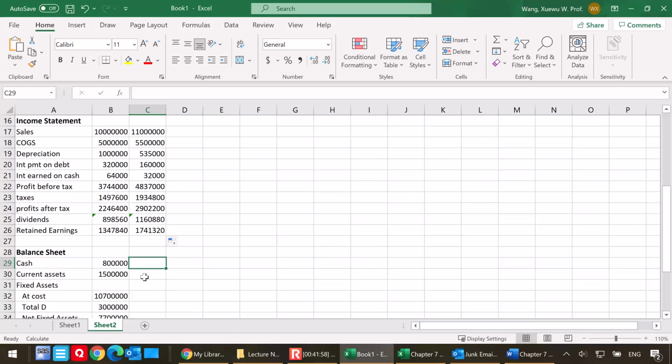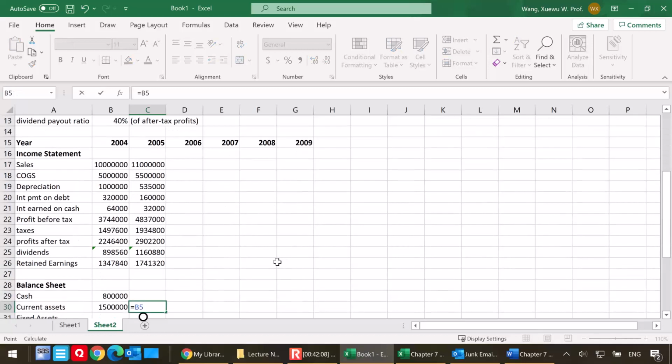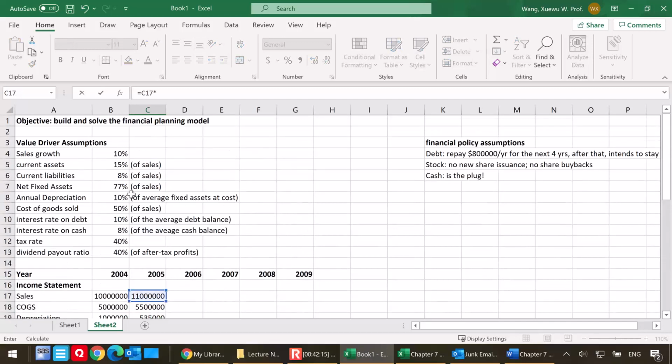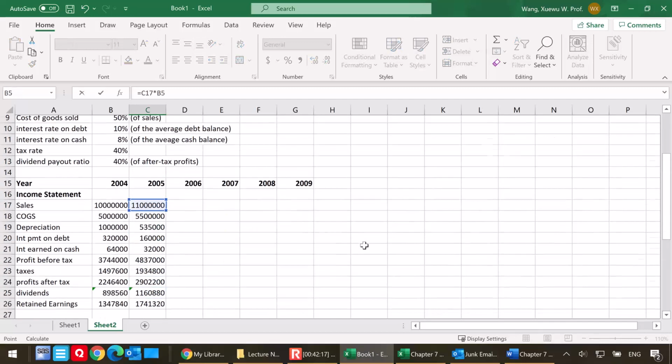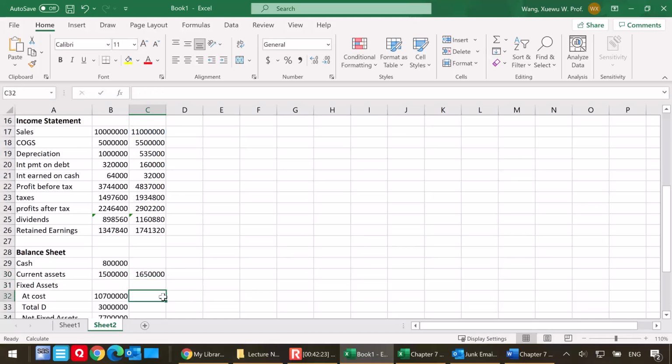That means I'm going to move on to current assets here. Current assets, according to our assumption, is 15% of sales. Just to be consistent, let me take sales and multiply that by the 15%. So that's current assets, and let me lock down the 15% here as well. And the fixed assets at cost.